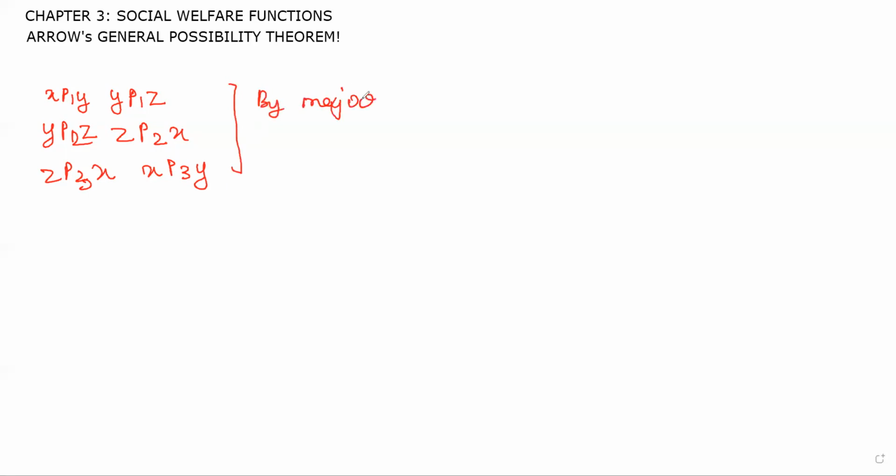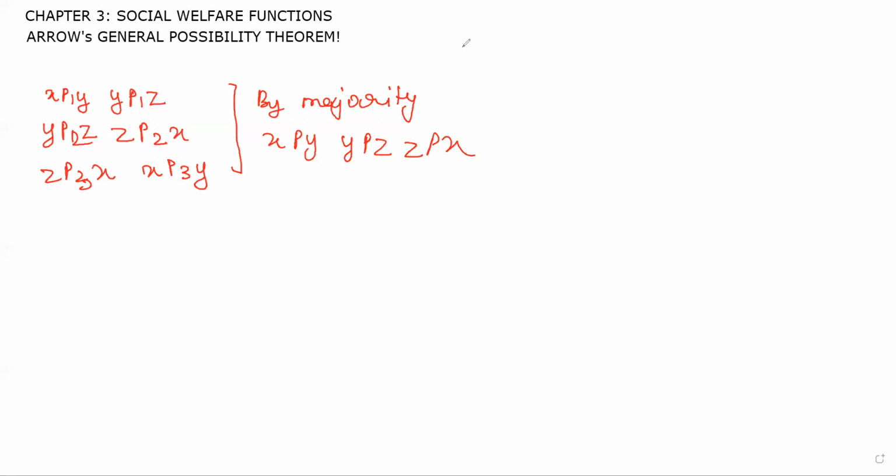you see, there are three people. Two people prefer x to y, the first and the second, so x p y should be true. Again, two people prefer y to z, so y p z should be true. And again, two people prefer z to x, so z p x should be true. Clearly, this is intransitive. This is what Condorcet showed.